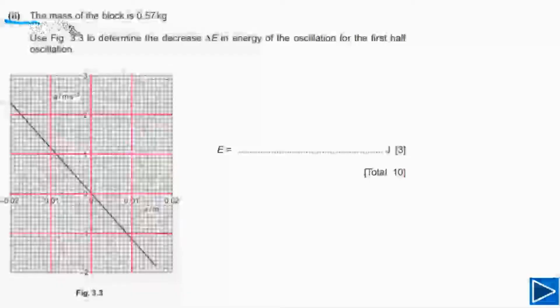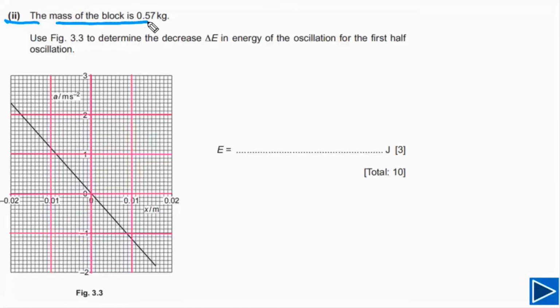For the second part, it is given to us the mass of the block is 0.57 kg. Use figure 3.3 to determine the decrease delta E in energy of the oscillations for the first half oscillation. For first half oscillation, we have already discussed negative maximum displacement is equal to negative 0.02 meters and positive maximum displacement is equal to 0.016. Now we need to calculate energy.